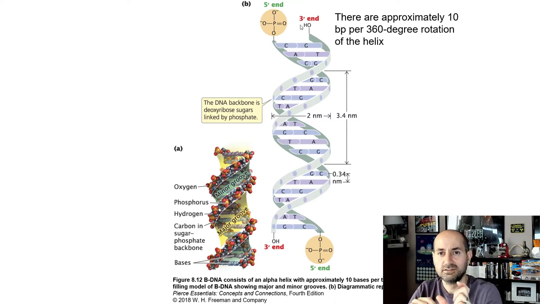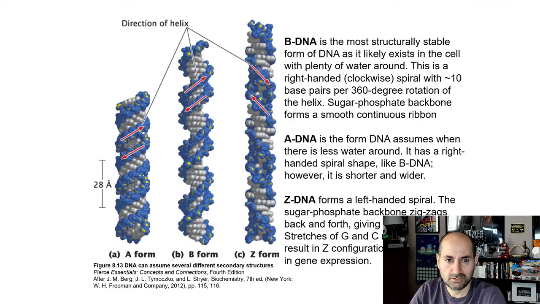Every turn of the helix, 10 base pairs. There's a major groove and a minor groove. Now here are some alternative forms of DNA. I just told you what B DNA is. And by the way, B DNA has a right-handed clockwise spiral. You see B form? This is called a right-handed clockwise turn.